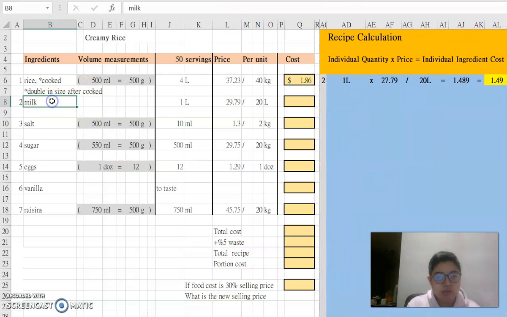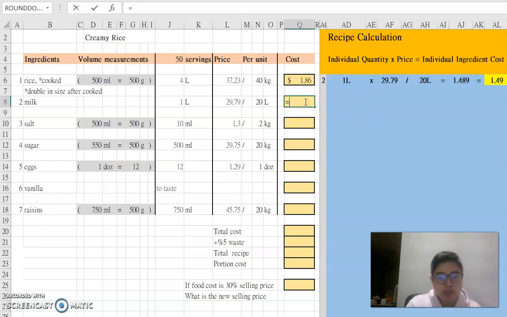This is the second part, the milk. 1 liter, the unit is the same as here, so we can calculate directly. 1 liter times price, which is 29.79. I had written wrong information before, but I typed in correctly now, and then divided by 20 liters. The calculation is 1.489, and after round up it is 1.49.